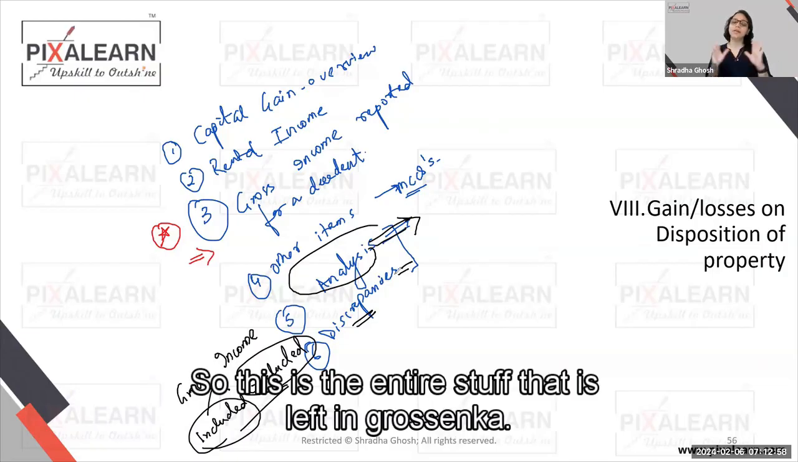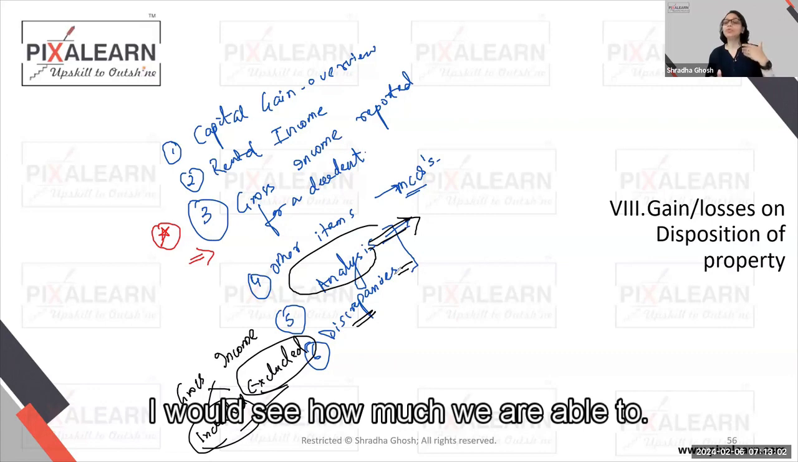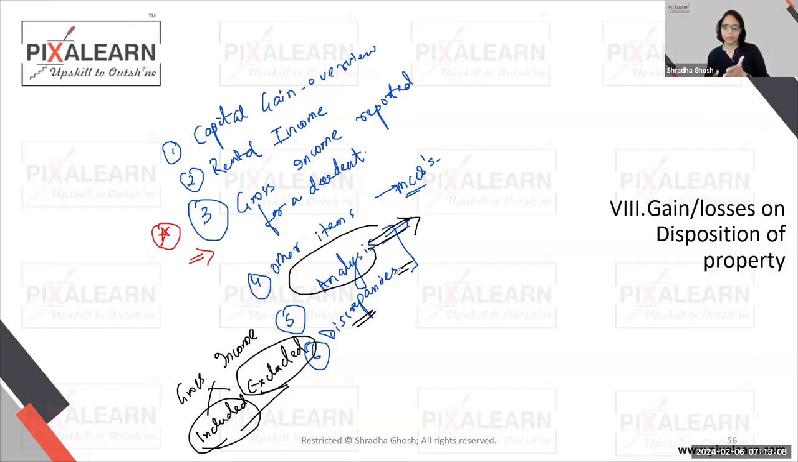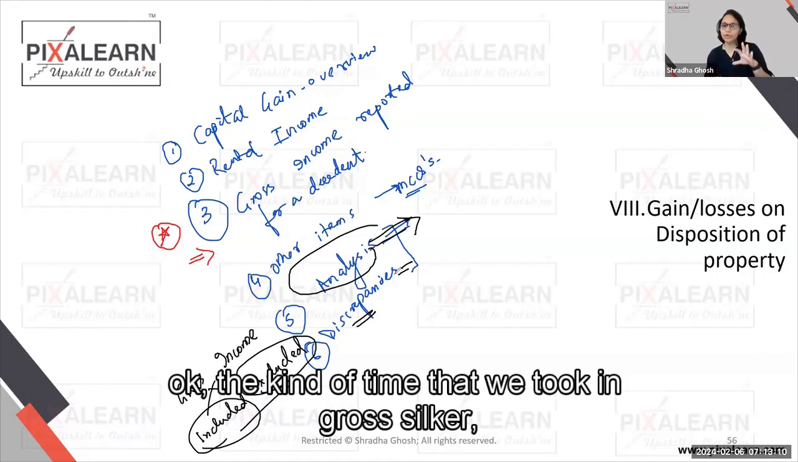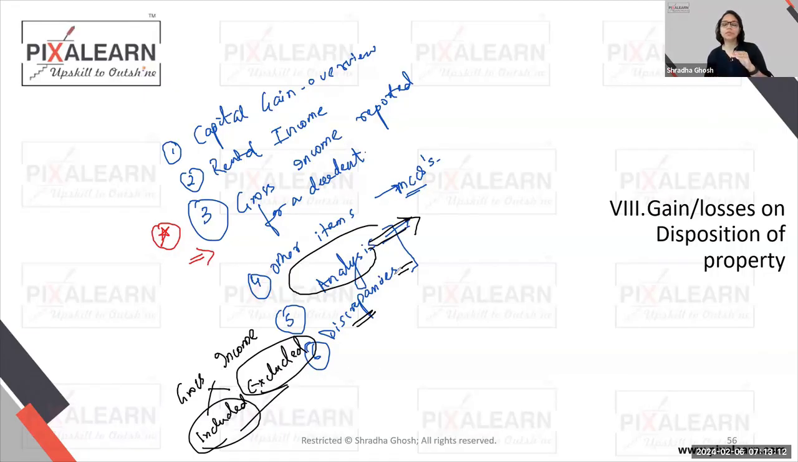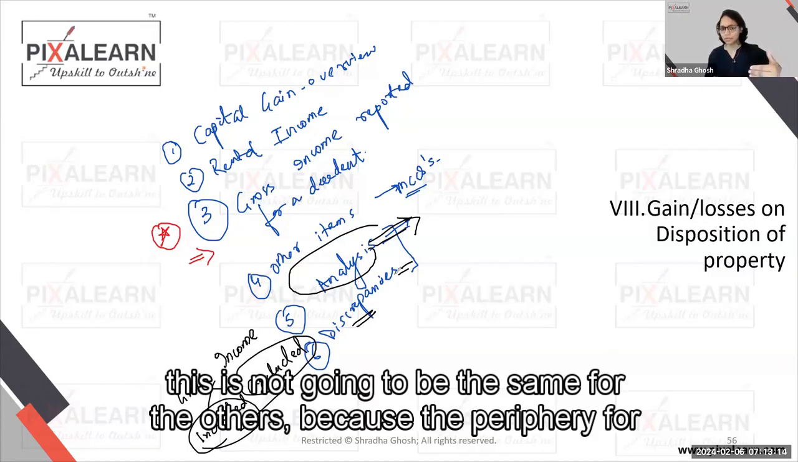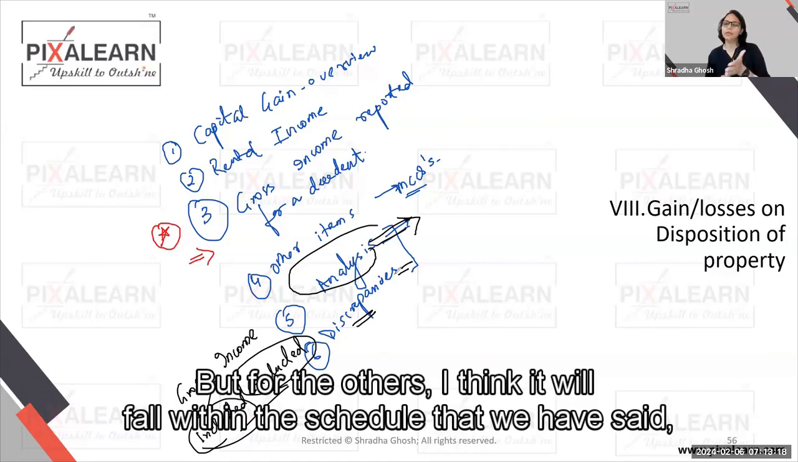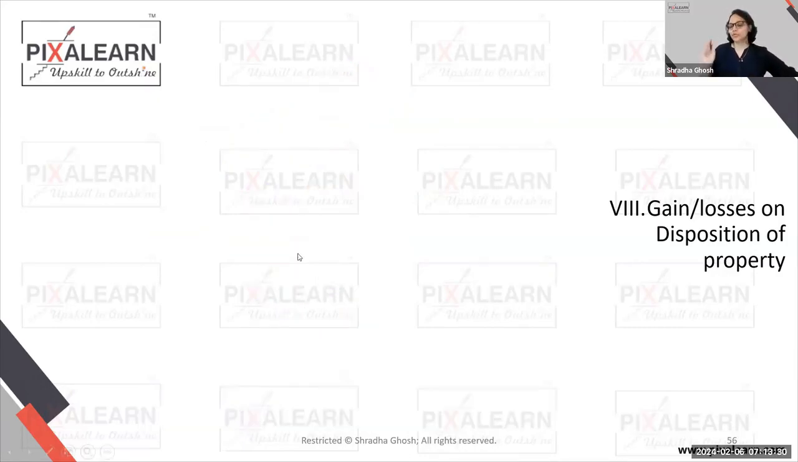Okay, so this is the entire stuff that is left in gross income. I would see how much we're able to do today. I have kept today and tomorrow's class for it. Whatever time is left, we'll start with adjustments. The kind of time that we took in gross income is not going to be the same for the others, because the periphery for gross income was huge. But for the others, I think it will fall within the schedule that we have set. Okay, so what are we going to do?